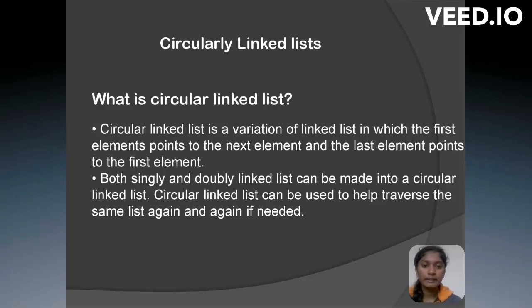Next we see the circularly linked list. What is a circular linked list? A circular linked list is a variation of a linked list in which the first element points to the next element and the last element points to the first element. Both singly and doubly linked lists can be made into a circular linked list. A circular linked list can be used to traverse the same list again and again.